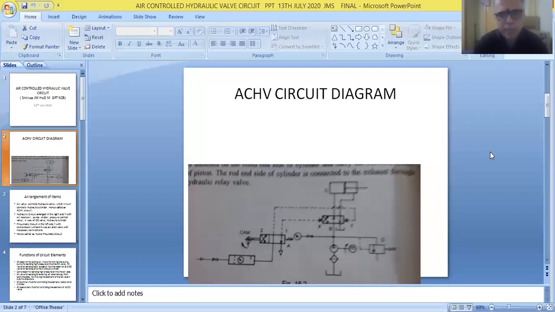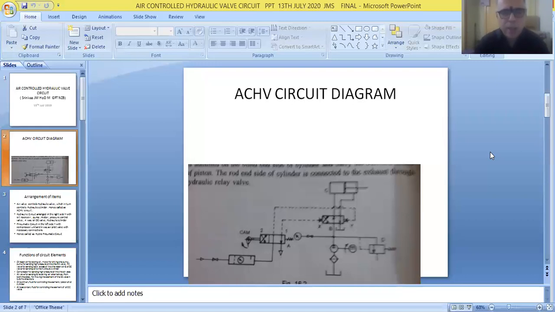Friends, this compressed air is ultimately used for operating the element of the hydraulic DC valve. That's why it is called an air-controlled hydraulic circuit. And finally, we can see the arrangement of an air valve. This air valve will be sending air into the DC valve for moving the element of the DC valve in to and fro directions.